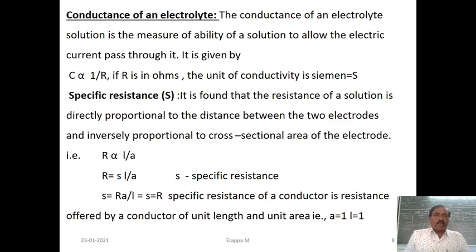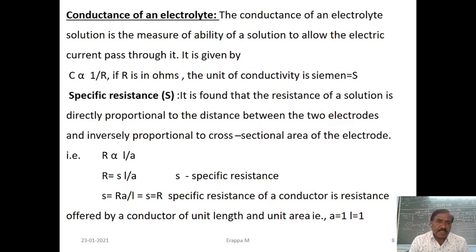Next we'll go for what you mean by conductance or conductivity. The conductance of an electrolyte solution is the measure of ability of a solution to allow the electric current to pass through it. It is given by C is directly proportional to 1 over R. If R is in ohms, the unit of conductivity is Siemens, that is equal to capital S.